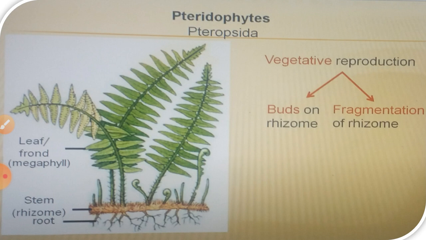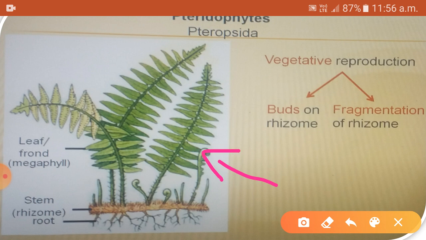The leaves or fronds of ferns are large, so they are called megaphylls, meaning big leaves. Mostly, megaphylls are pinnately compound. You can see here how it is pinnately compound, how the leaves are arranged.